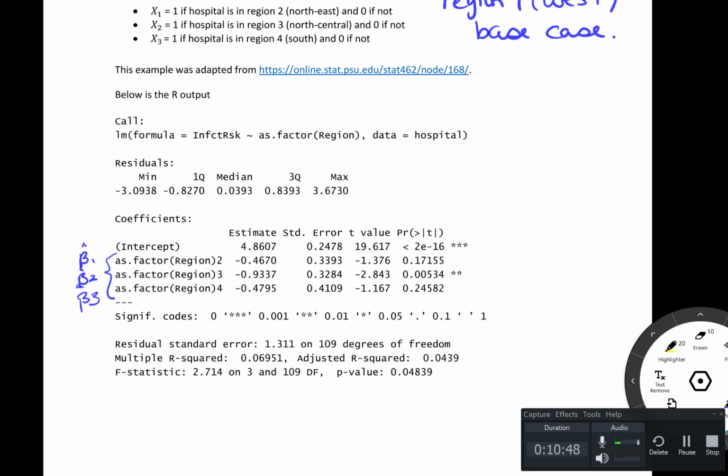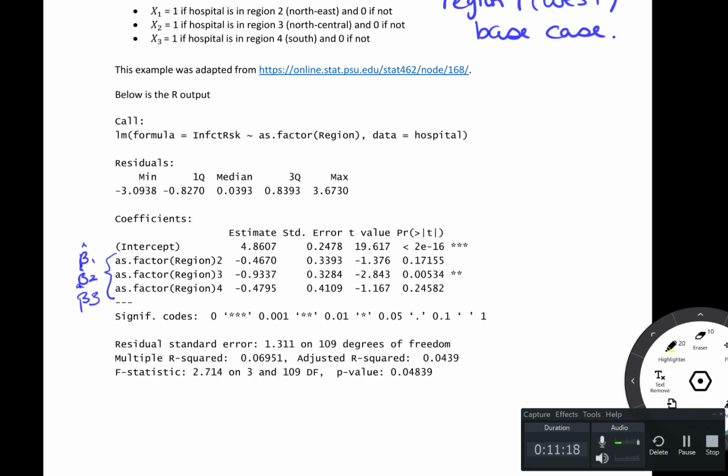So when you fit these in software, do be very careful, because software will often automatically choose which one is the base case, and this will depend on how these are entered in the data set. So for example, if your factors are entered as their names, most software will use the one that occurs first alphabetically as the base case. Or if your variable is entered as, let's say, 1, 2, 3, and 4, in this case, it will choose the first one numerically as the base case.